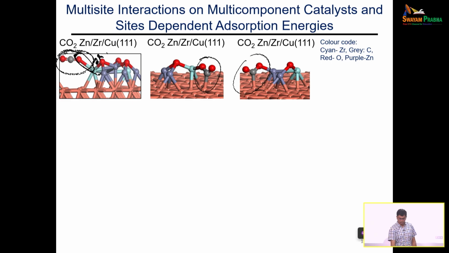Here there are 2 points of contact. The oxygen is interacting with the zirconium atom and the carbon is interacting with the copper atom. Here also there are 2 points of contact. This is a zinc atom, the carbon is interacting with the copper atom. So, there is a difference, 1 point of contact, 2 points of contact.